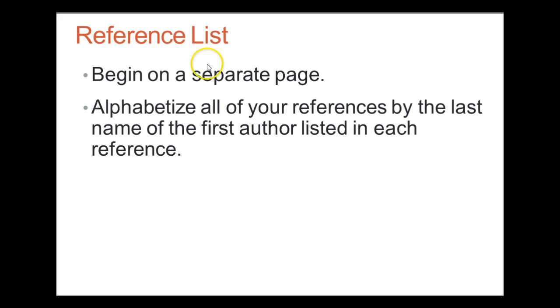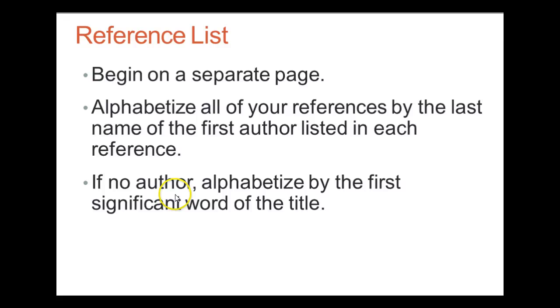The actual reference list always begins on a separate page from the narrative. You'll have reference list as a header for that page. And then all of the references are going to be alphabetized within the reference list using the first author of each document that you include.